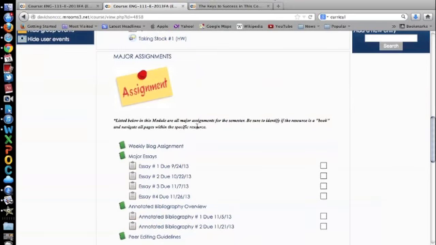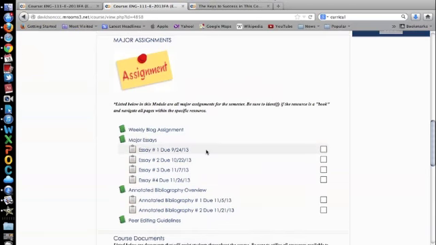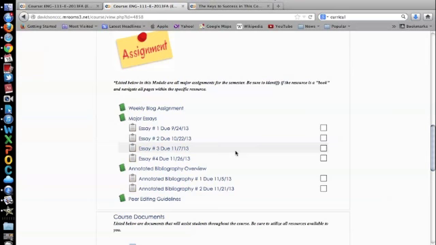All major assignments will be listed under the block that is labeled Major Assignments. There is also a brief description reminding students what this module consists of. As stated, listed below in this module are all major assignments for the semester. Be sure to identify if the resource is a book and navigate all pages within a specific resource. For major essays, all directions, rubrics, and details will be located within the Major Essays resource.